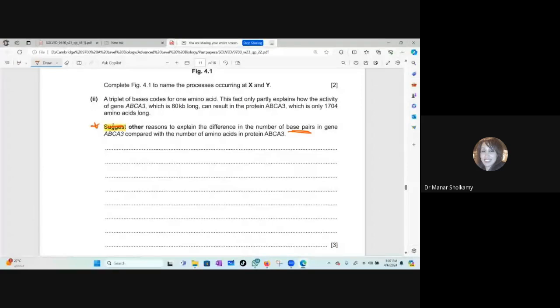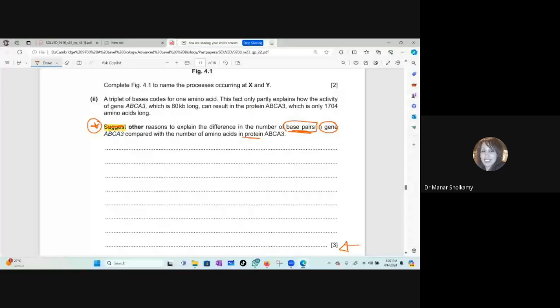Suggest other reasons to explain the difference in the number of base pairs in the gene compared with the number of amino acids in the protein. So they're telling you that the number of base pairs in the gene is much more than the number of the amino acids in the protein. I want 3 reasons why. I gave you the answer yesterday in the WhatsApp. Why do I have lots of base pairs, but in the end, the final protein is much shorter?